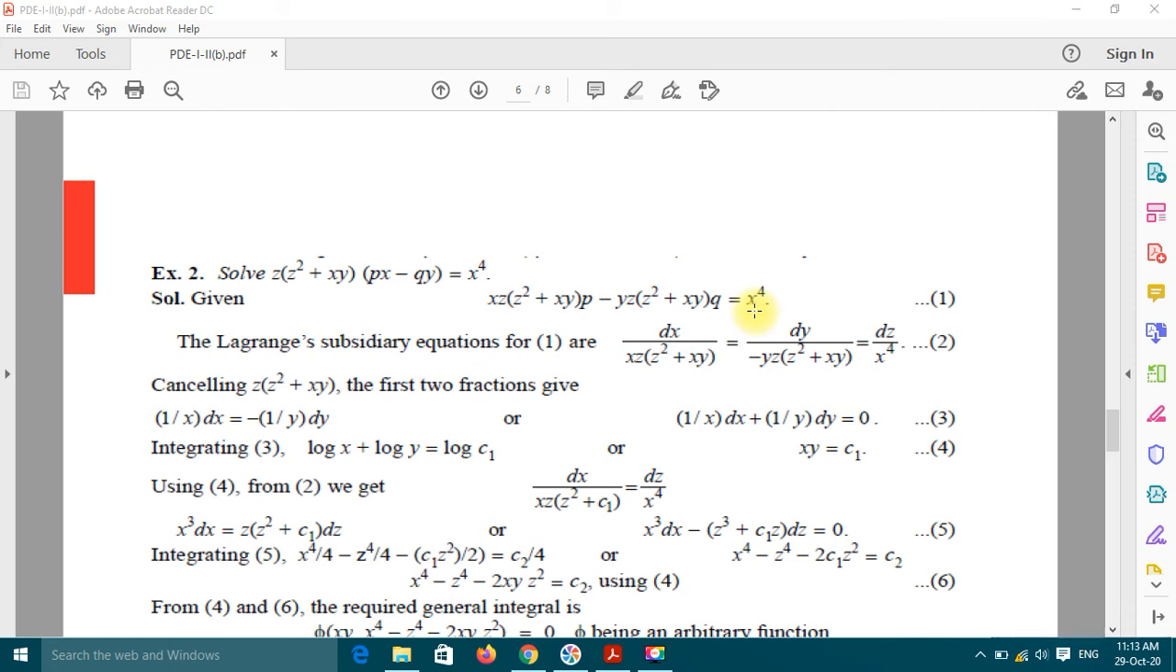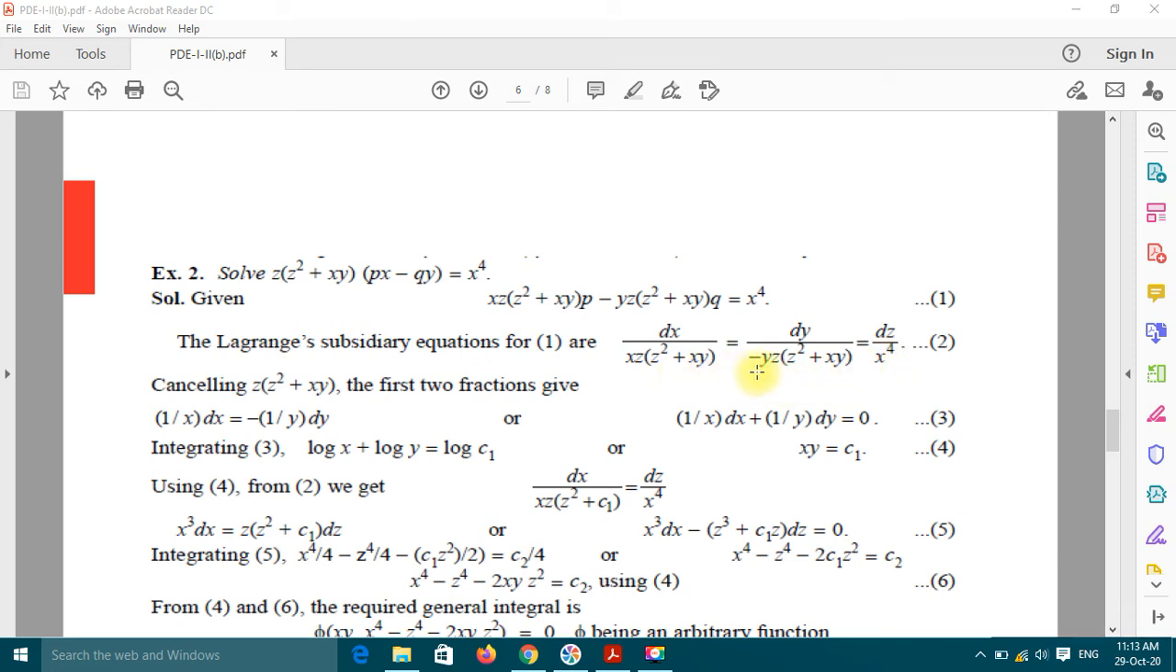Now the auxiliary equation or subsidiary equation of Lagrange's equation is dx/p = dy/q = dz/r. So dx/(xz(z² + xy)) = dy/(-yz(z² + xy)) = dz/x⁴.